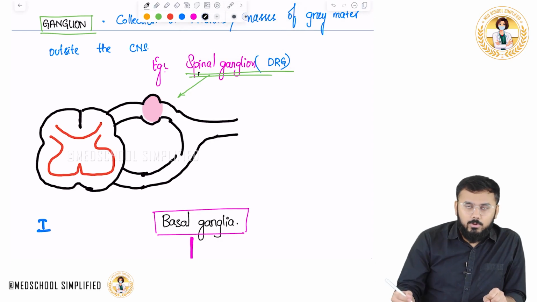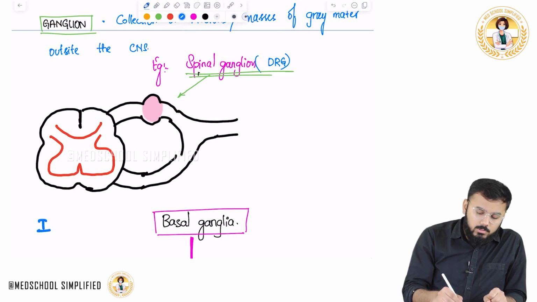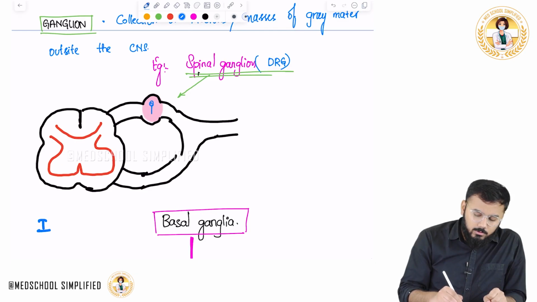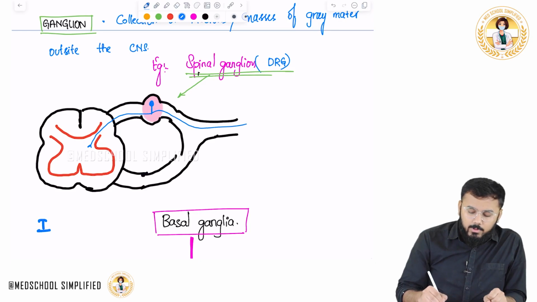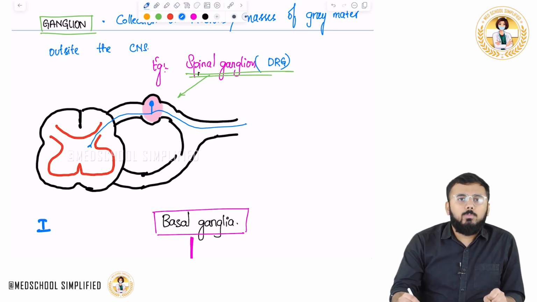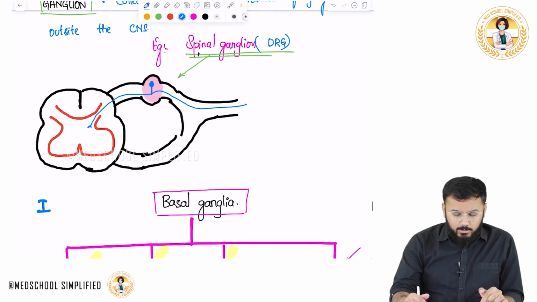I think we talked about it, right? You see this neuron? This neuron is called a pseudo unipolar neuron. And if you remember, I told you that a pseudo unipolar neuron has two important processes, right? One is called the central process and the other one is called the peripheral process. So this is the important thing.